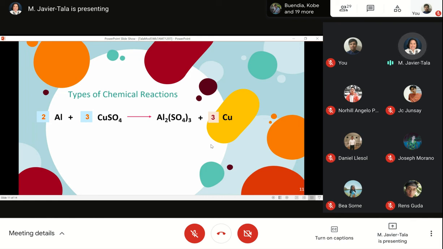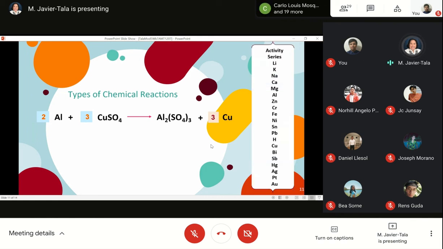In this type of reaction, class, we consider the activity series. As you go higher in the activity series, you are the more active metal. And if we observe in this activity series, aluminum is higher compared with copper. It means aluminum is a more active metal compared with your copper. And what does this activity series tell you? It tells you that aluminum can replace copper in copper 2 sulfate.